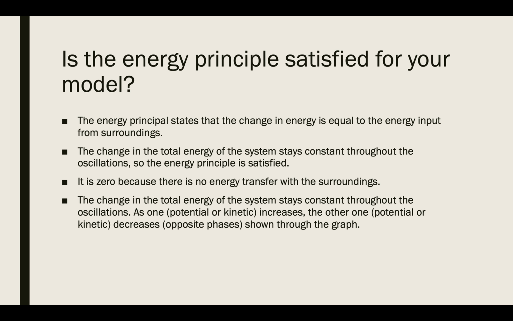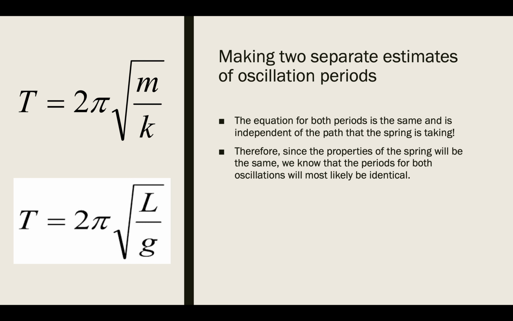The change in the total energy of the system stays constant throughout the oscillations, as one, potential or kinetic, increases, the other, potential or kinetic, decreases. So there are opposite phases shown on the graph.